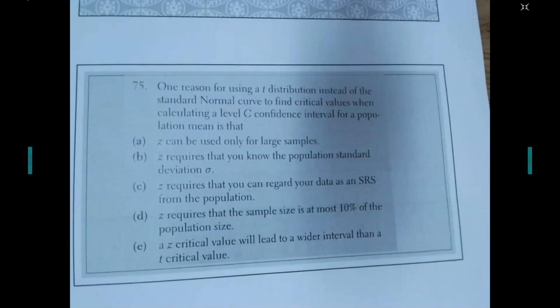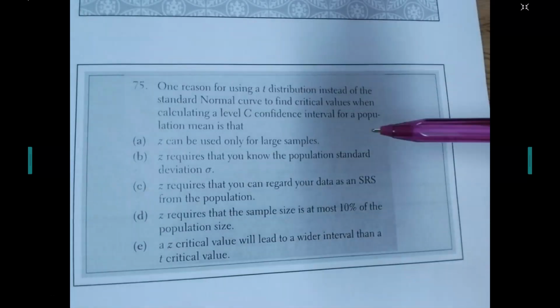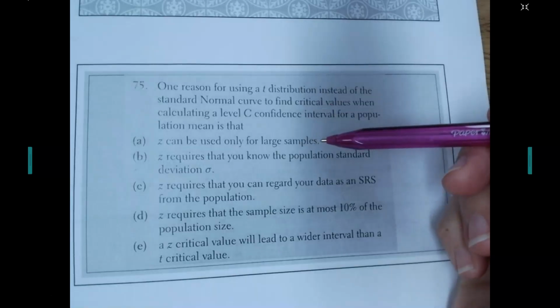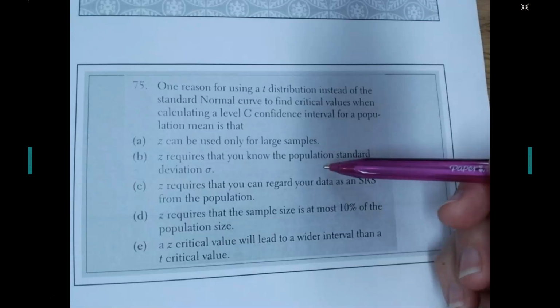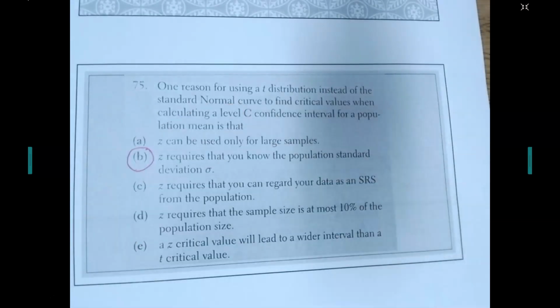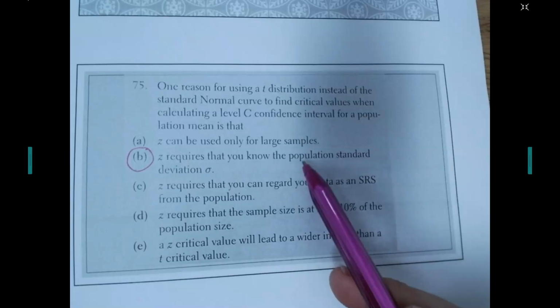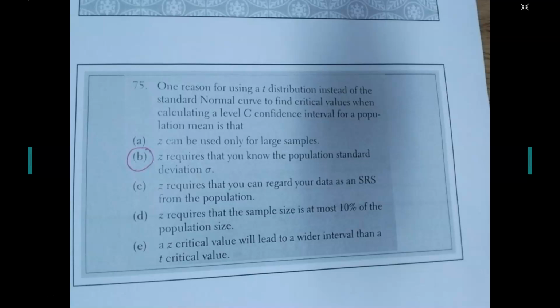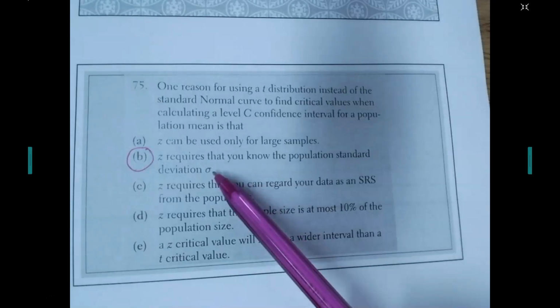And so if we look at these choices, z can only be used for large samples. Well, that's not true. We can have smaller sample sizes, and we've talked about that before. Z requires that you know the population standard deviation. That's a big drawback. That's going to be the main problem that we have. That's the main reason we use t instead of z, is because we don't always know that.